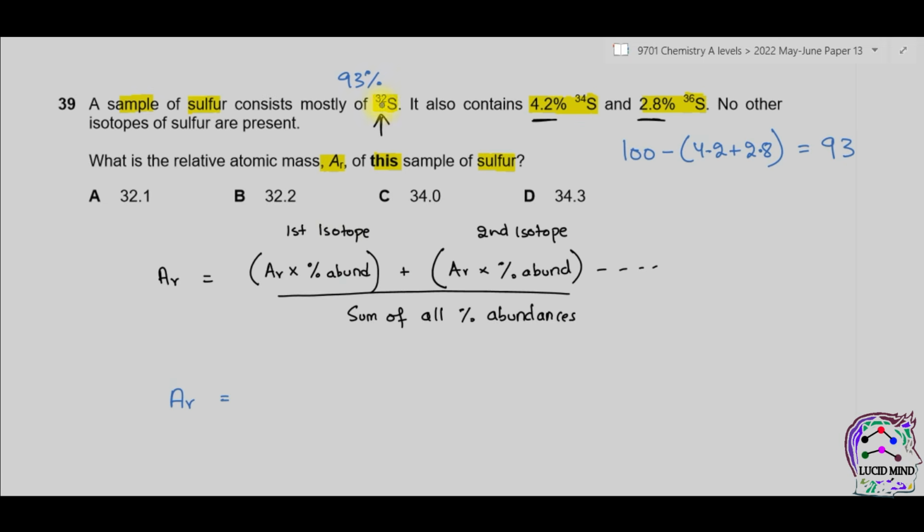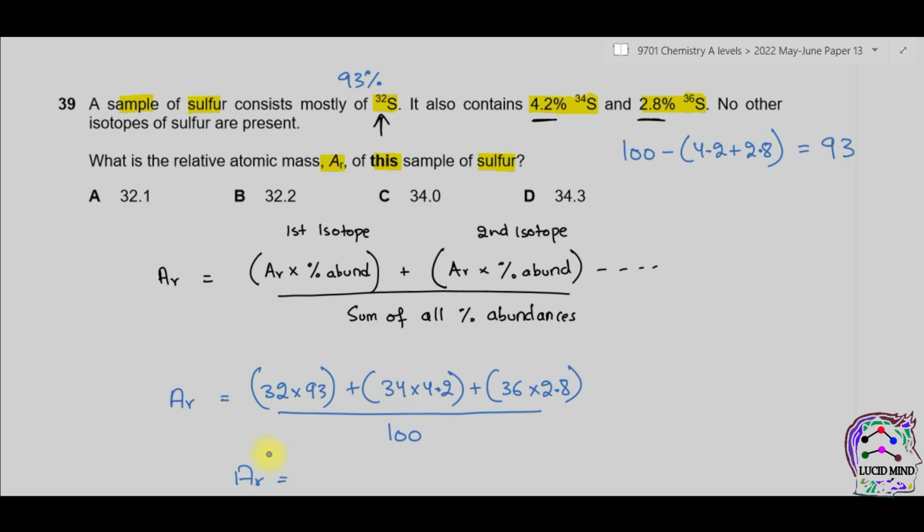So AR is equal to, for the first one we have 32 into 93. For second one we have 34 into 4.2. Similarly for third one we have 36 into 2.8. Divided by the sum, which is 100. So this gives us the atomic mass. It is 32.2. So correct answer is therefore B.